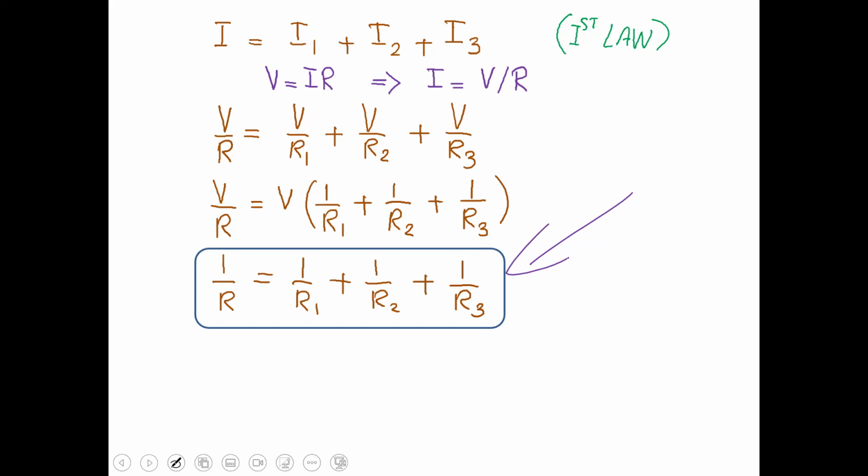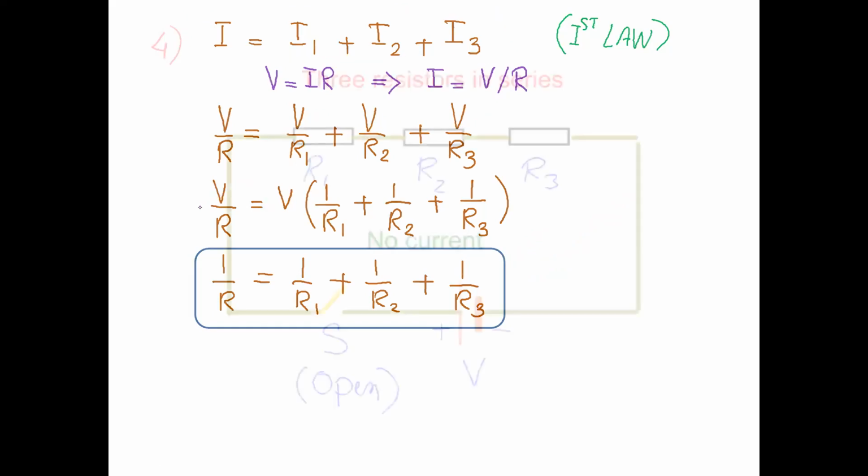Now, I have taken the first law and made the current division. Then you can see the voltage is the same, because in parallel, voltage is the same. So I have taken V common and V cancels out. This is called the derivation of the parallel circuit.